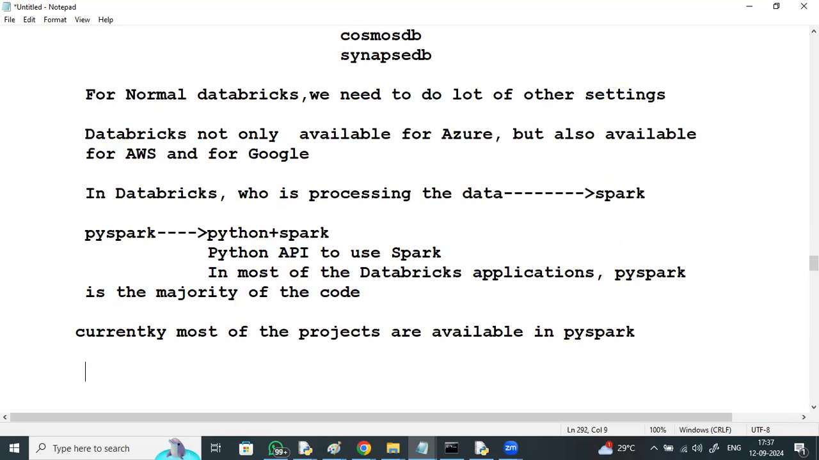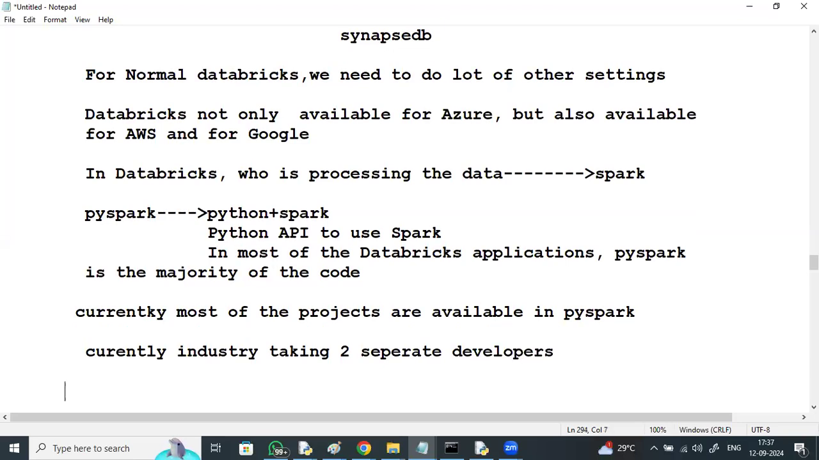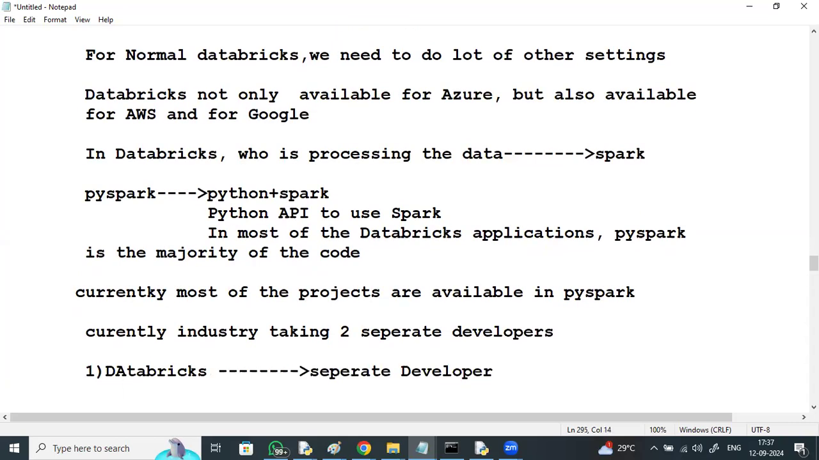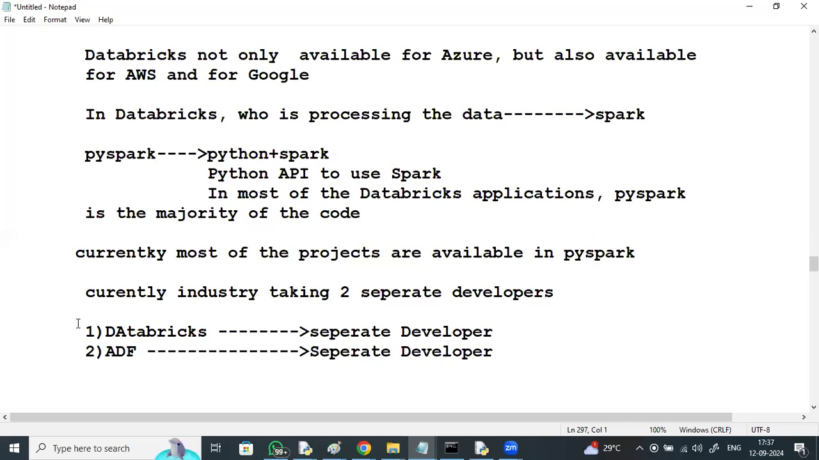As I was saying, right? Currently, the industry is taking two separate developers. One is for Databricks, separate developer. For ADF, separate developer. But in the coming days, you will require the knowledge of both. Initially, you can get into a company with any of these.